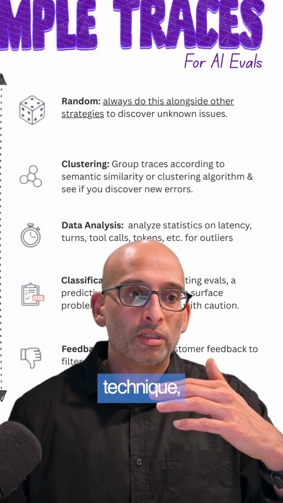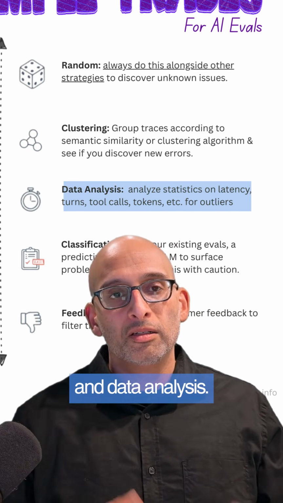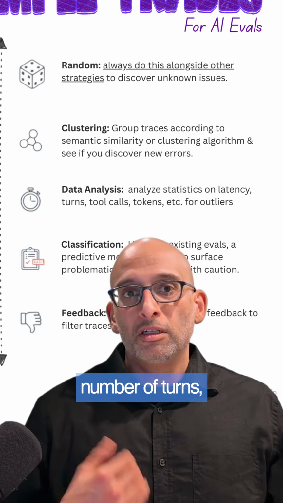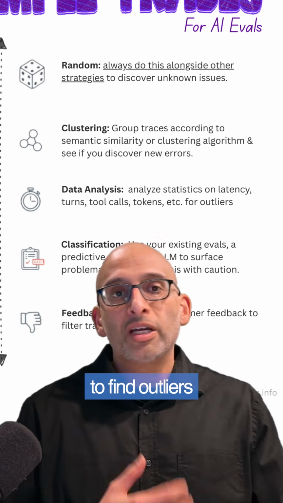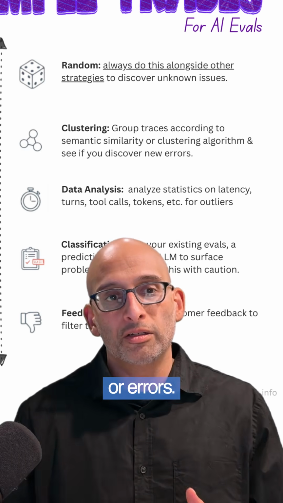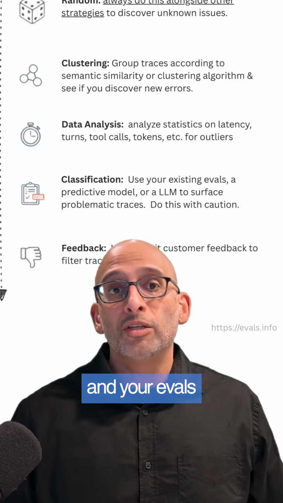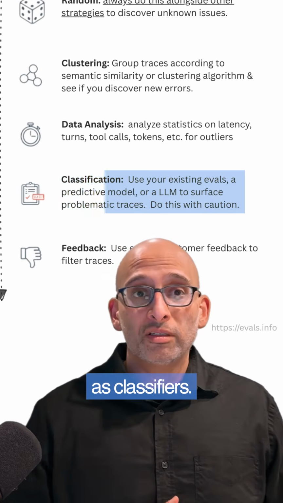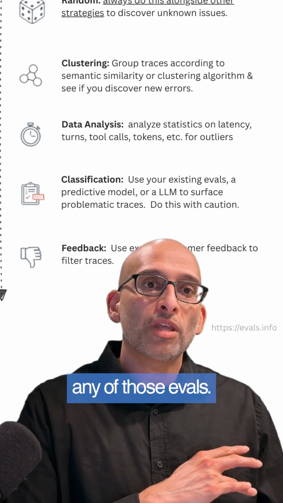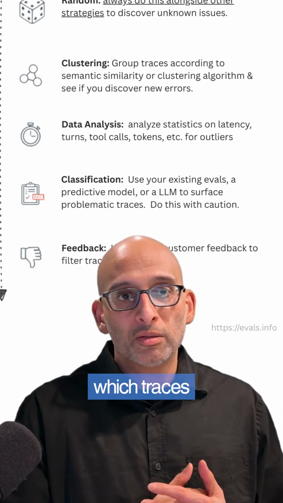Another exploratory technique, but is getting into signals now, is to use metadata and data analysis. So look at statistics such as latency, number of turns, and so on and so forth to find outliers and see if those correlate with bad behaviors or errors. Next, we can get into signals. So if you've already written evals and your evals are good, you can use those evals as classifiers. You can apply those evals to your traces to see if it triggers any of those evals. And you'll have a filtering mechanism to see which traces might be good to look at.